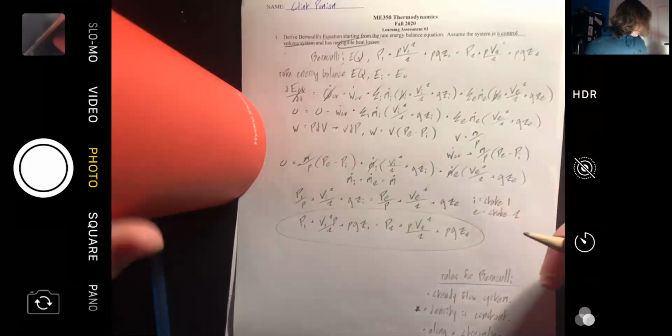Just a reminder, the key rules that we used to create this transformation were a steady flow system, constant density, and no change in internal energy. And that's the gist of it.